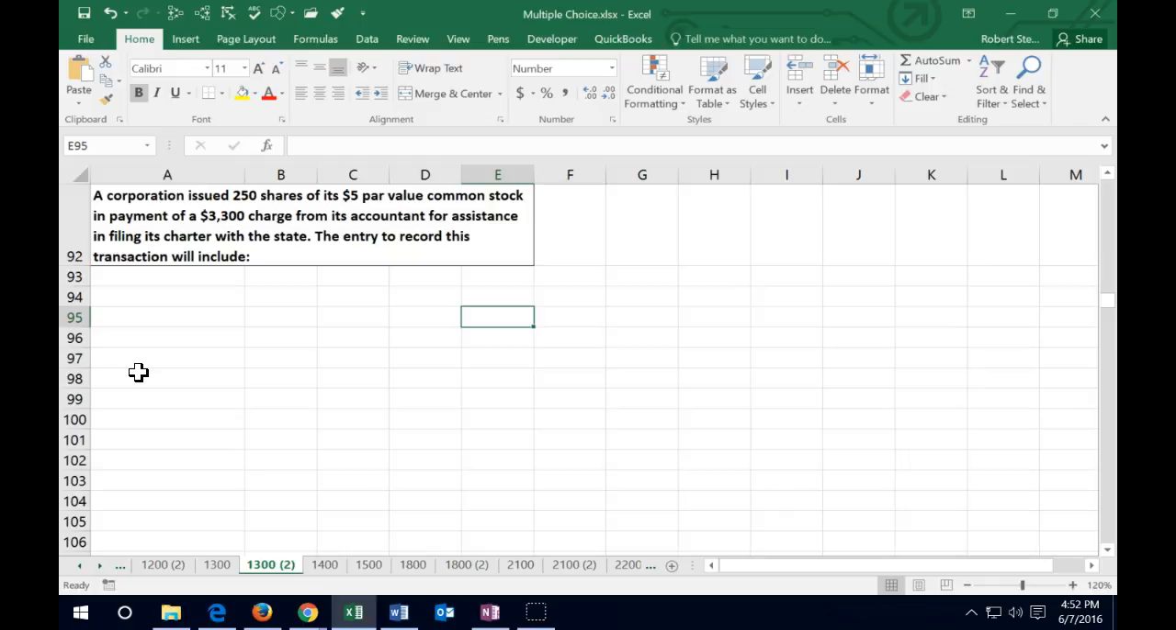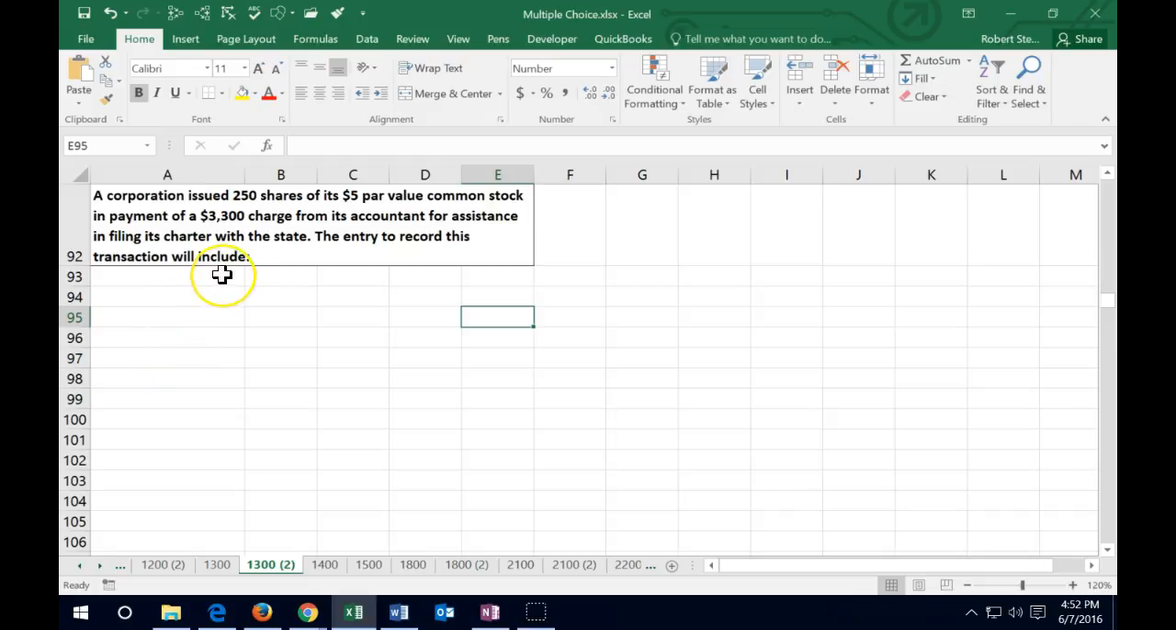So in this case, we're going to kind of have to interpret what's going on here. What happened is it looks like we had an accountant do some transaction for us and then send us an invoice, the invoice being for $3,300. Instead of paying cash for that invoice, $3,300 check, we are going to issue stock. We decided on 250 shares at $5 par. What does that mean to us?